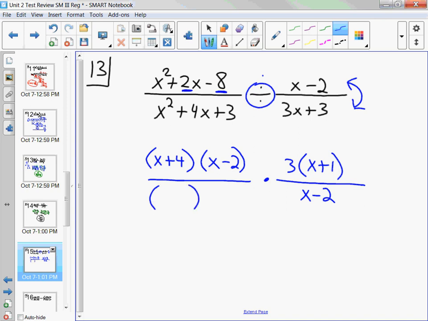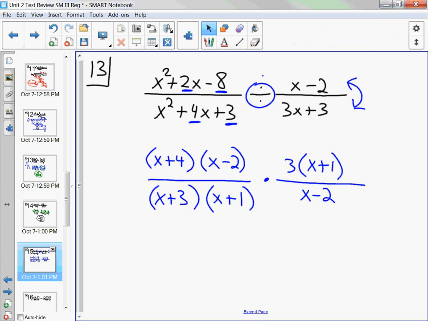Then on the bottom, I have a trinomial that factors into two binomials. I'm looking for two numbers that multiply to get 3, so that when I add them together, I get 4. I know that 3 times 1 is 3, and 3 plus 1 is 4. So that's the way that ends up factoring.